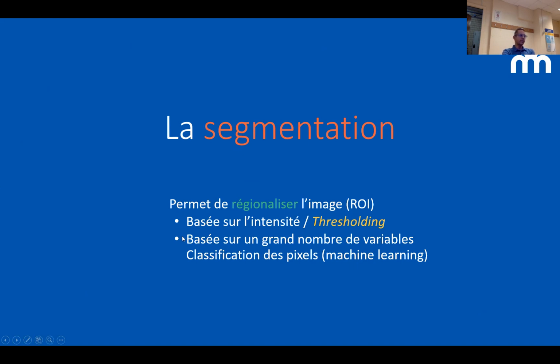There is two ways of doing segmentation. The first one is based on the intensity, and this is called thresholding. The second one is, instead of using just the intensity of each pixel, we're gonna use many variables, and this is called pixel classification. And I'm gonna spend more time on it. Thresholding is a historical, very accessible tool. This is kind of a new trend, and it's very cool because you don't need to learn a lot about what these variables are.